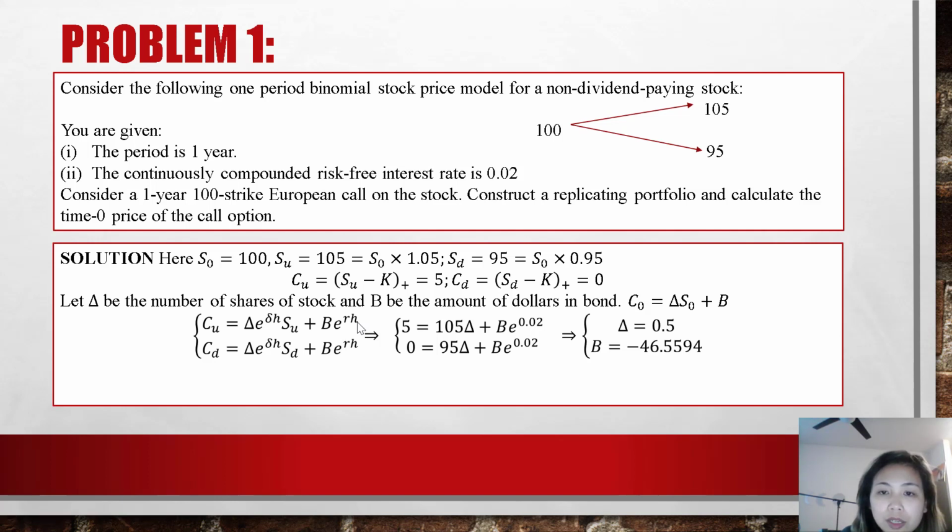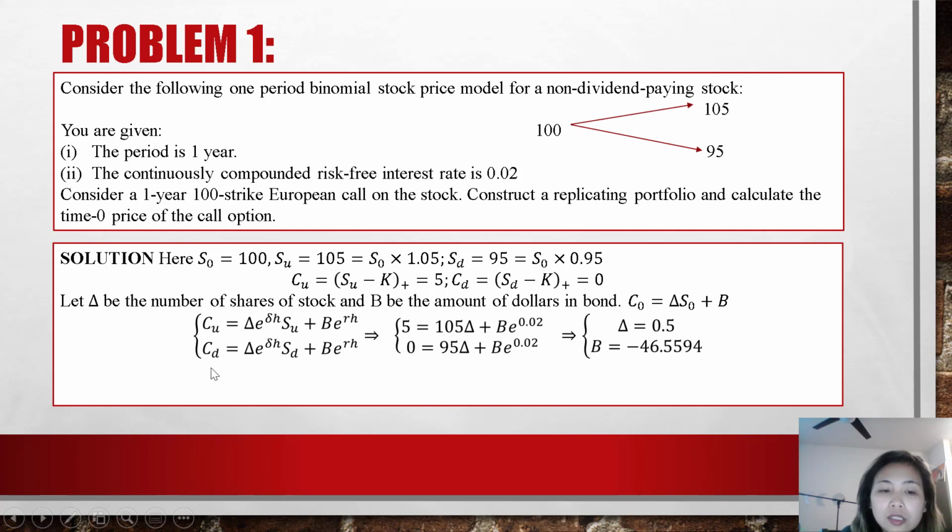Here h is 1 because we consider 1 year. The dividend yield delta is equal to 0 because this is a non-dividend paying stock. r is 0.02. And Cu is calculated as 5 from the above step. So we got 5 is equal to 105 delta plus B e to the 0.02.